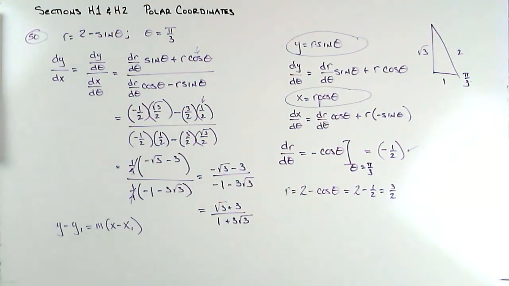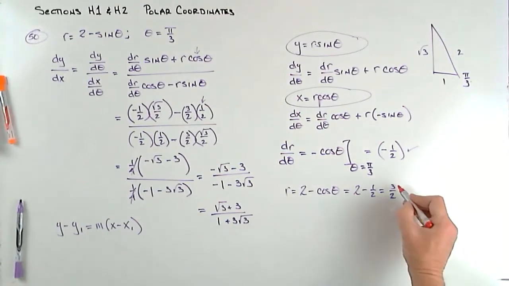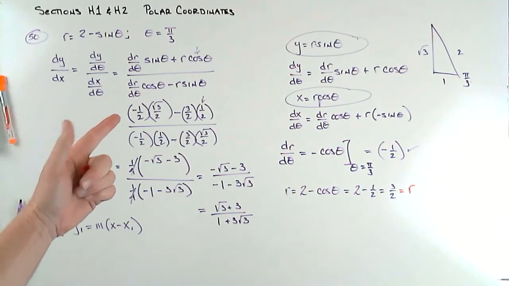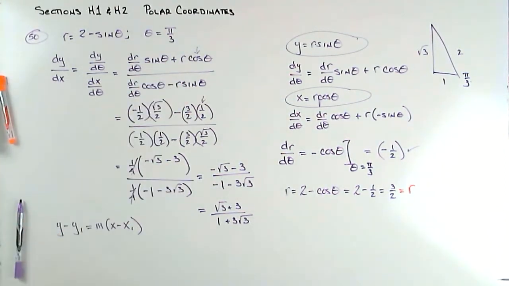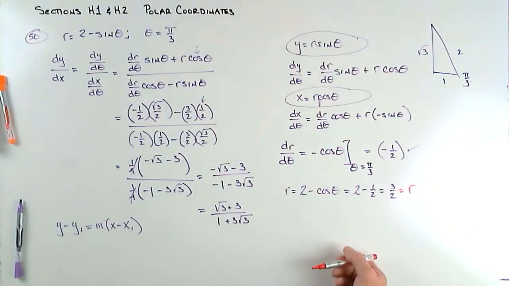We would know r, right? We found r. Remember, we found r. R is right here. R is 3/2. And we know what theta is. Theta is pi/3. So we could put those into each of these formulas and find y and find x.